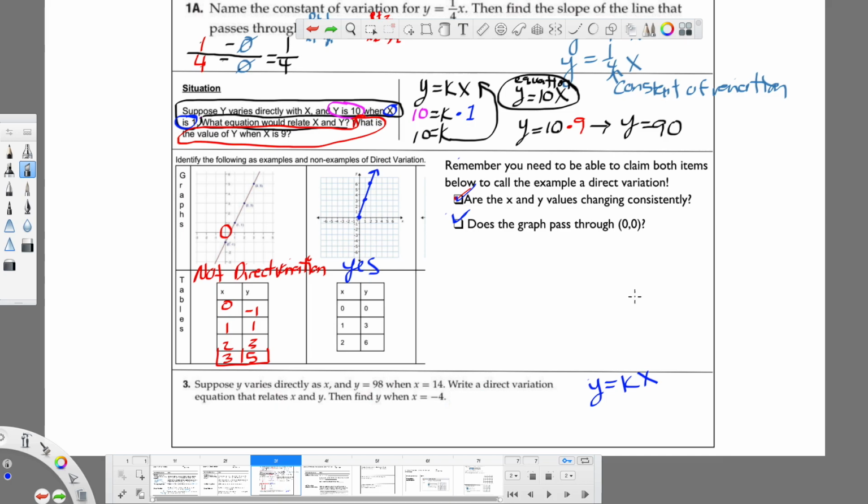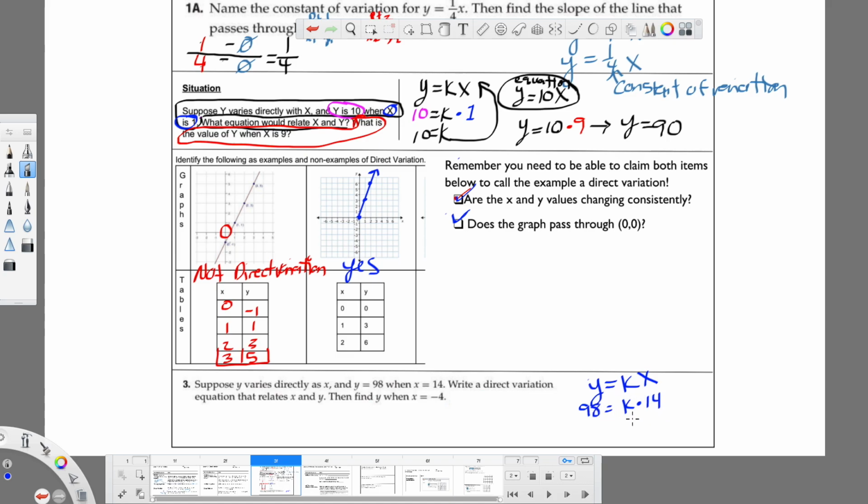So now we have y is 98 and x is 14. So they're giving us these so that we can find our constant. All right, so we're going to plug in 98, and then that's going to equal k times 14. So this one's not quite as nice as this one up here. It's not just going to disappear. We do actually have to solve this.